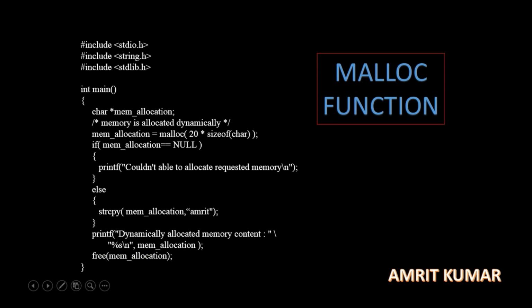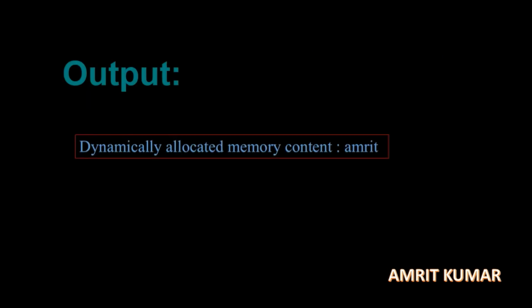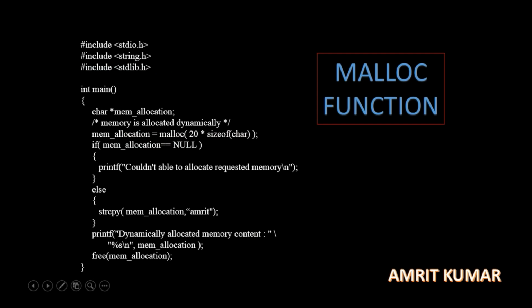So this is the code in which I have explained the malloc function, and this is a really important program. It allocates memory during the execution of the program, and that is the most interesting part of the malloc function. Here is the output. The output is clear: dynamically allocated memory content Amrit. So Amrit is going to be displayed here. This is the output and this is the program of the malloc function.